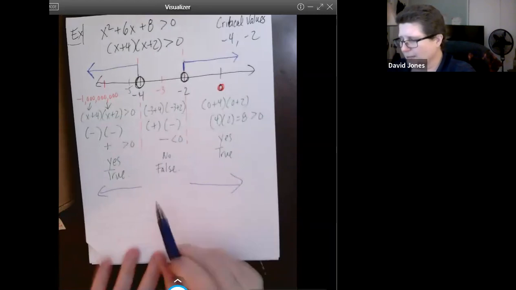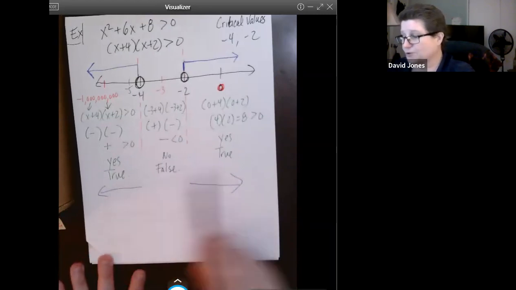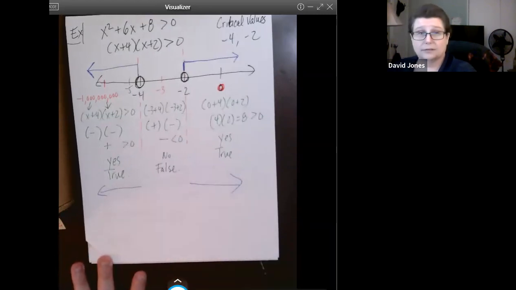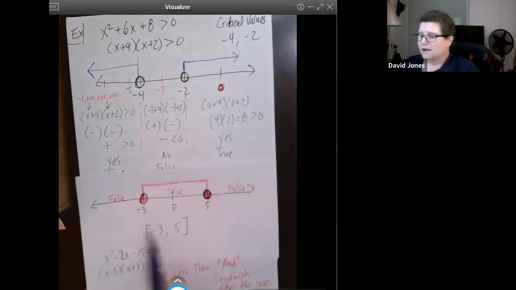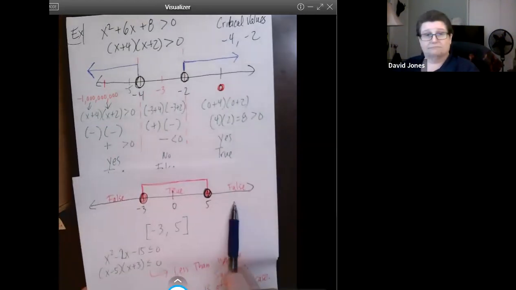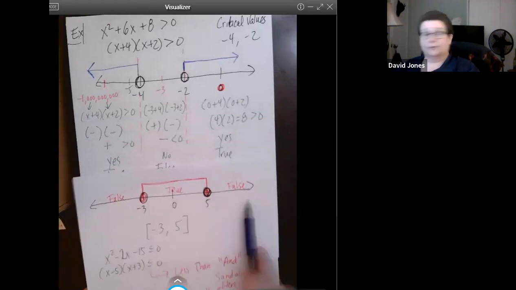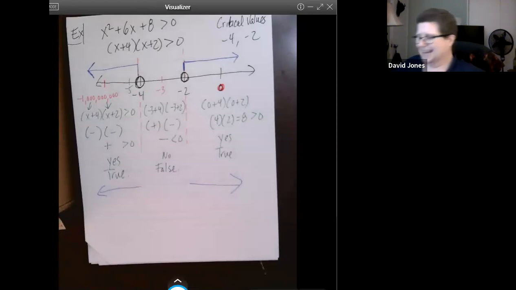And this is what I meant by alternating: true, false, true. If you looked at the last one, false, true, false. It alternated whether it was false or true. You can't assume that.